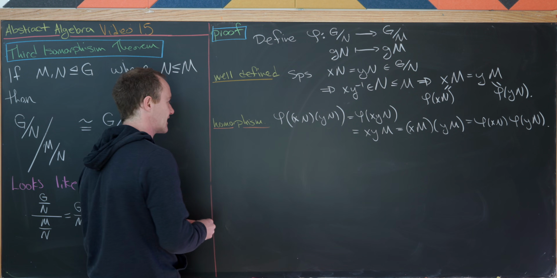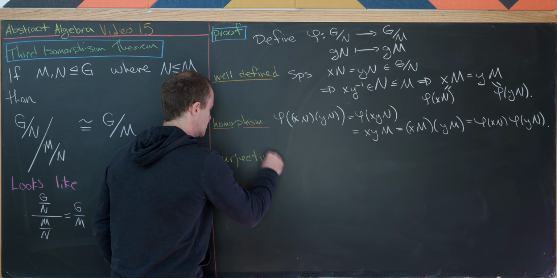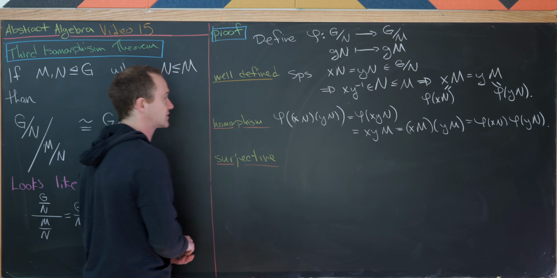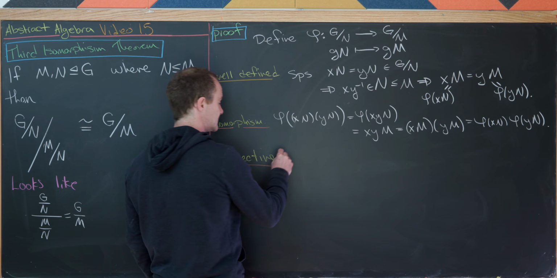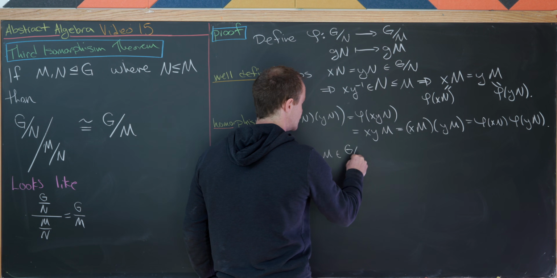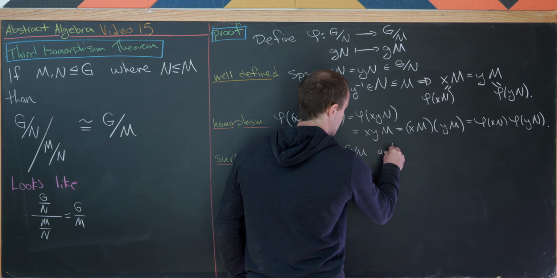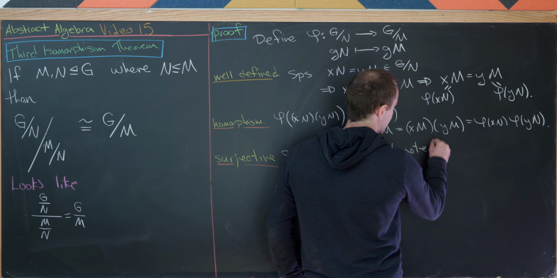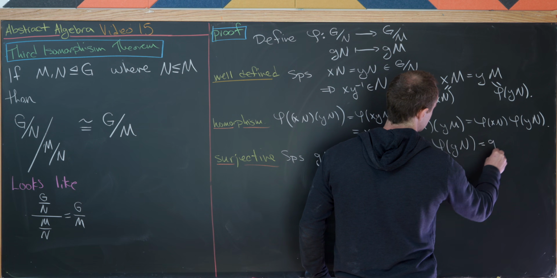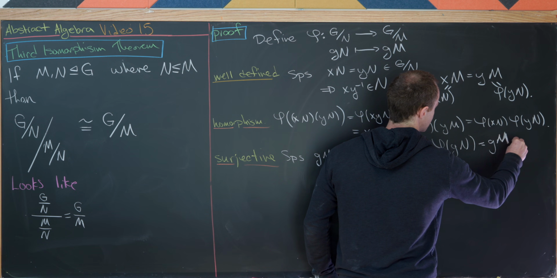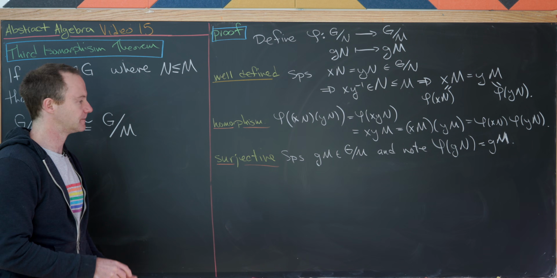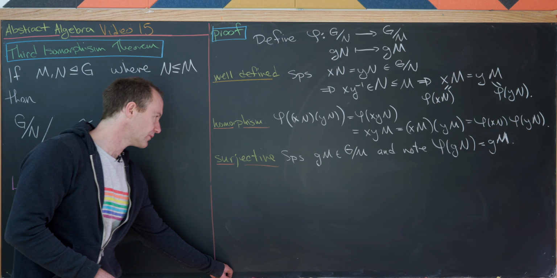Now let's check that it is surjective. So this is another thing that's kind of made to be surjective. So let's suppose that we have gm inside of G mod m, and then note that phi of gn gets mapped to gm. So there, we found a pre-image for our arbitrary element. Okay, and then what do we do from there?